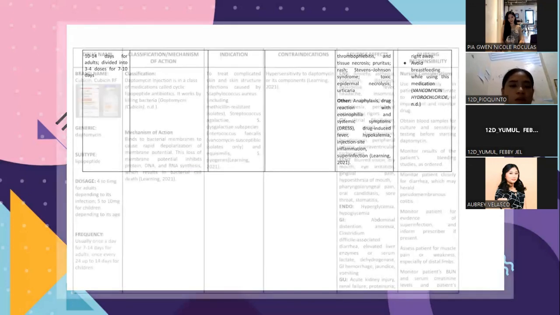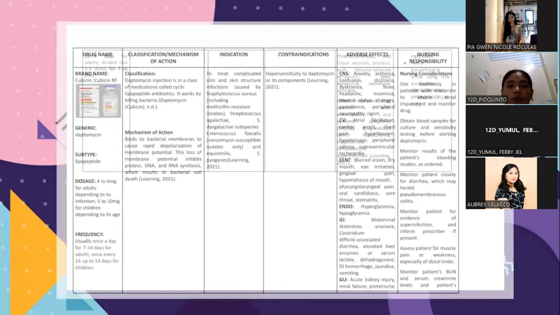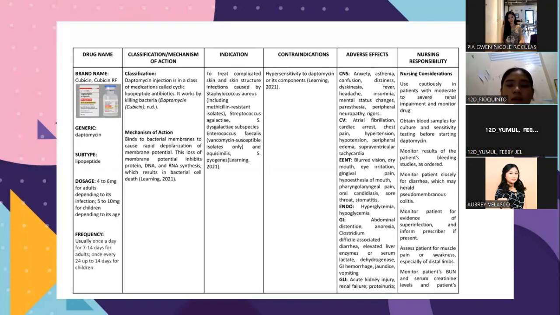So the next subtype is called the lipopeptide. The generic name of this is daptomycin, and the brand names are Cubicin and Cubicin RF. The route of this is intravenous. The dosage in adults is typically 4 to 6 milligrams, depending on the severity of the infection. In children, dosage varies with the age and infection type, ranging from 5 to 10 milligrams.